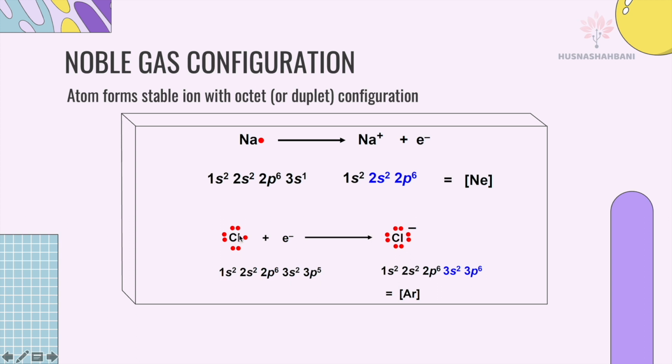Next, chlorine with 7 valence electrons receives 1 electron to follow the noble gas configuration, because this chloride ion has an octet configuration, 3s2 3p6, 8 valence electrons in total. 1s2 2s2 2p6 3s2 3p6 is the electronic configuration for argon. So the chloride ion has the same electronic configuration as argon. This is what we call noble gas configuration.